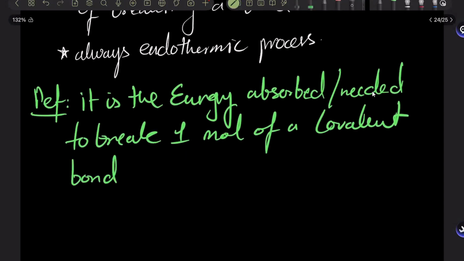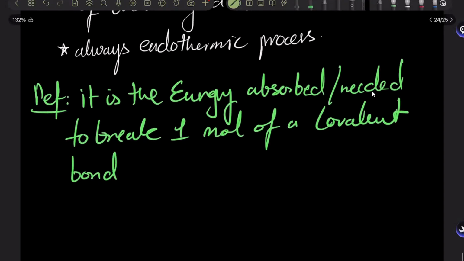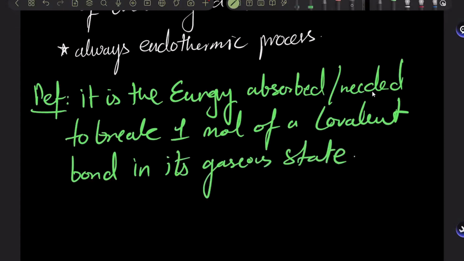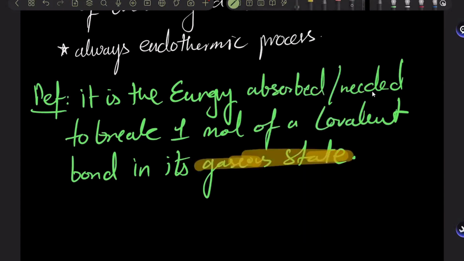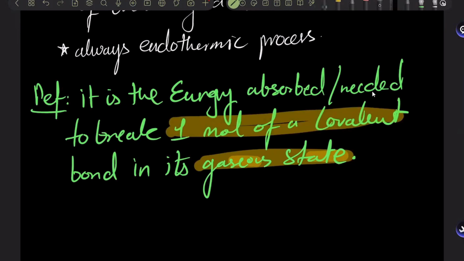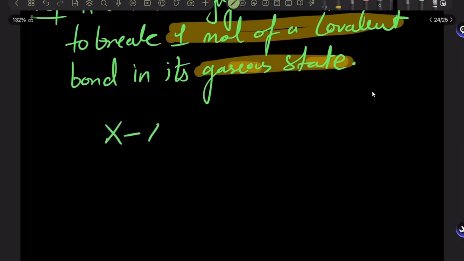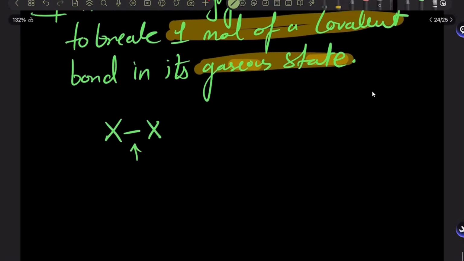in its gaseous state. It is very important that the covalent bond must be in its gaseous state when you're trying to break it. And what you're doing is breaking 1 mole of a covalent bond. So how do we write the equations? It's basically breaking this covalent bond, but this covalent bond must be in its gaseous state.